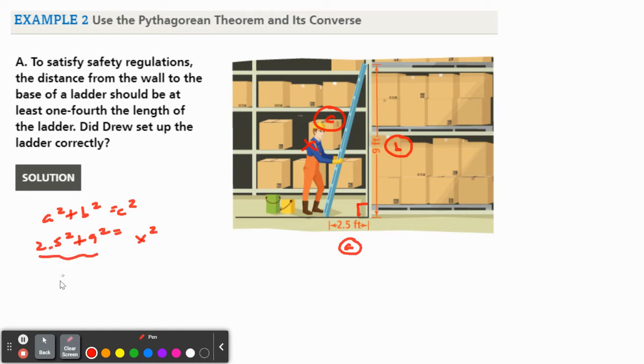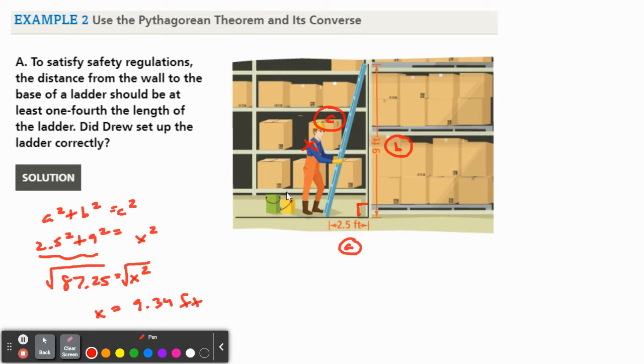We're going to plug this in all at once. So 2.5 squared plus 9 squared gets you 87.25. And then to solve this for x, you're going to take the square root, and rounded to 2 decimals is 9.34. So that is in feet. That's about how long this ladder is, about 9.3 feet.